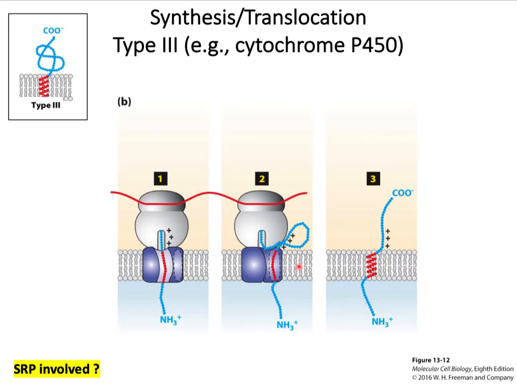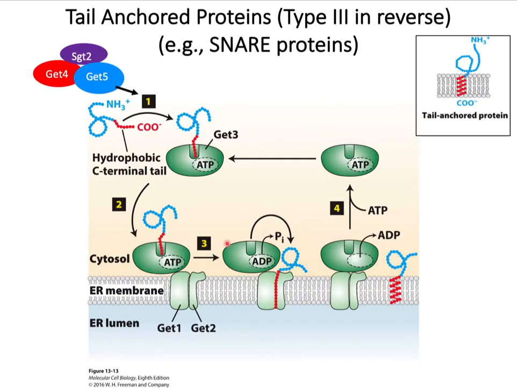So the synthesis is completed by the ribosome bound to the messenger RNA, and then you end up with a protein with the C-terminus on the cytosolic surface and the N-terminus in the ER lumen. So this is basically the type 3. Now, this type of protein you can think of as the type 3 in reverse. We call this group of proteins the tail-anchored proteins.